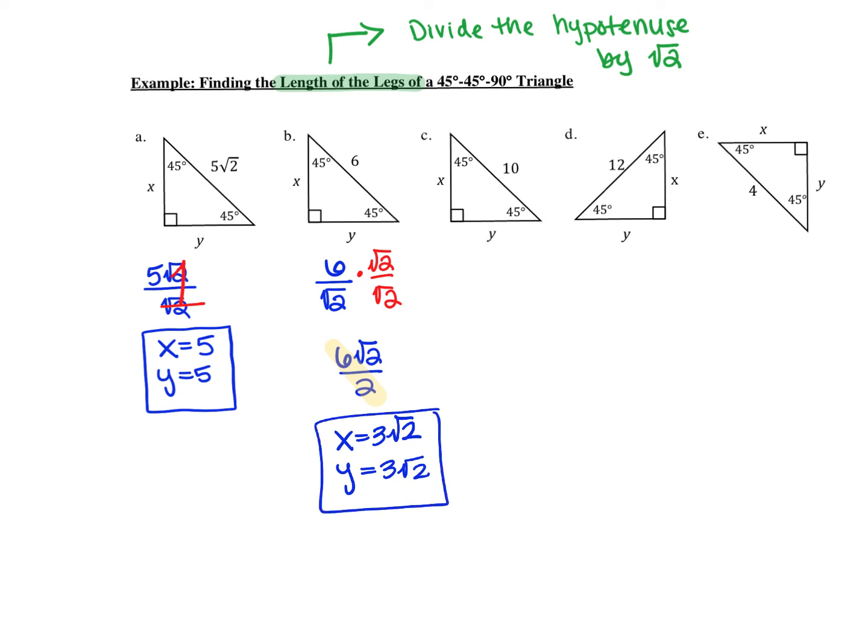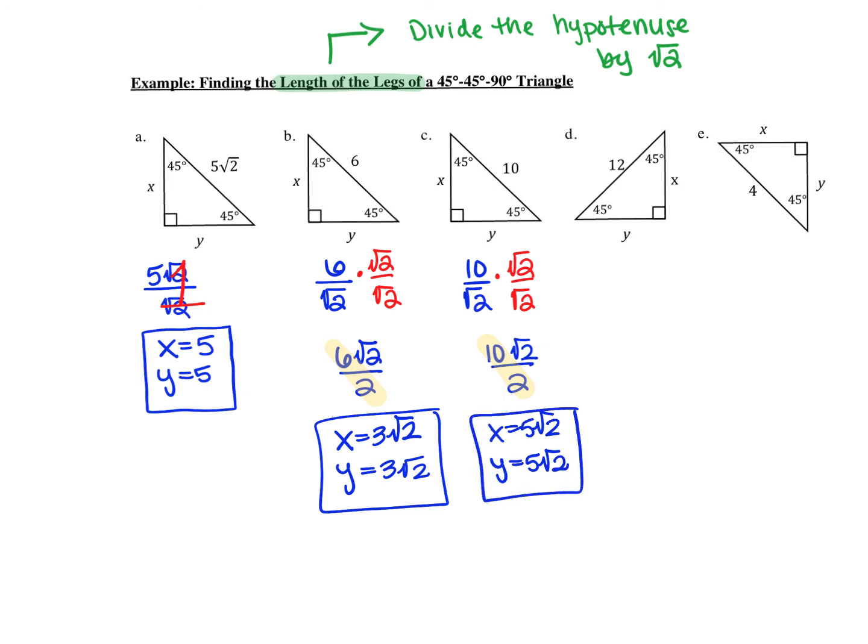All right, letter C, our hypotenuse is 10. And then we're going to take that 10, divide it by root 2, and then we're going to have to rationalize the denominator again, so multiply by root 2 over root 2. That will give me 10 root 2 over 2, and then similar to the last problem, you're just going to simplify the 10 over 2 to 5. So x is equal to 5 root 2, and y is equal to 5 root 2.